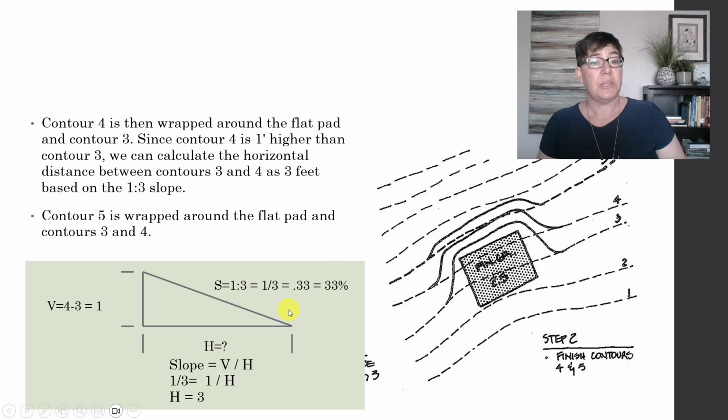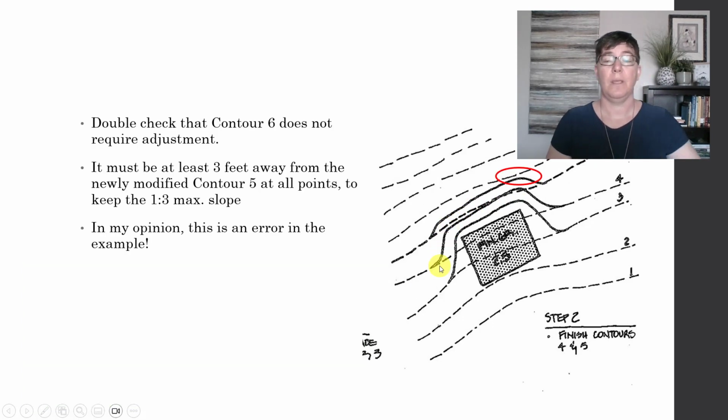We can do the calculation again if you want to. The vertical distance is going to be 5 minus 4, which is 1. The slope remains the same. And so the calculation would be the same, and we want to make sure that contour 5 is at least 3 feet away from contour 4 at every point. You're going to keep going up the hill until you have at least 3 feet from any modified contours.